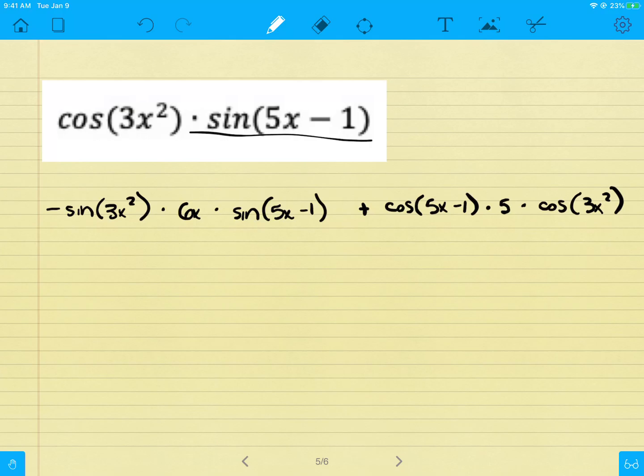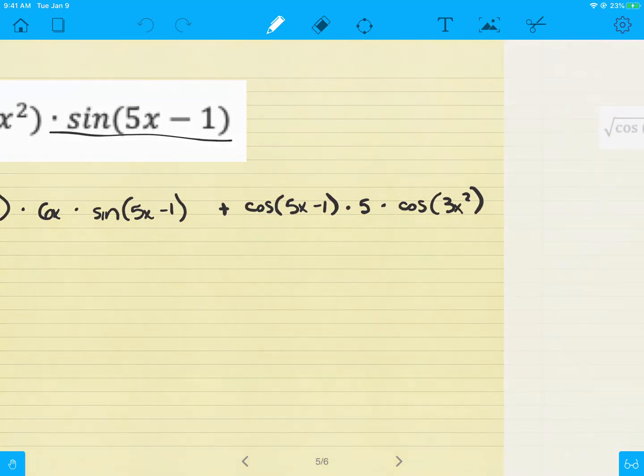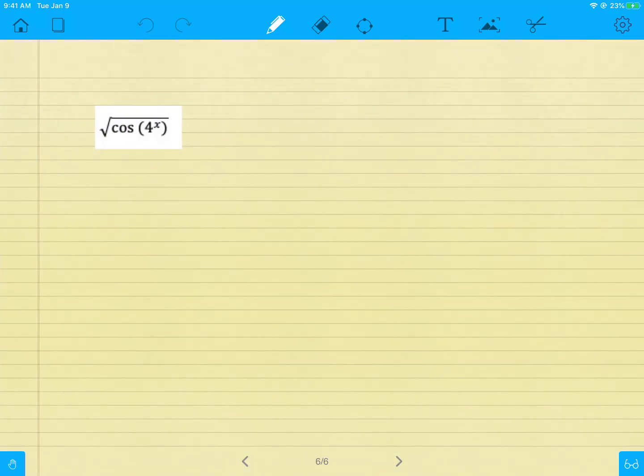Kind of doing piece by piece. Again, that's a product rule. And again, you can simplify it if you need to, but we're not going to combine any like terms. All right, and the last one. This is a chain rule again.